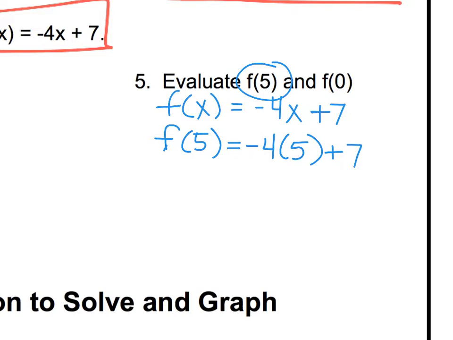is equal to negative 4 times 5 plus 7. If I input 5, what is negative 4 times positive 5? Negative 20. So negative 20 plus 7 is negative 13. So when I input 5, I output negative 13. That's your final answer.